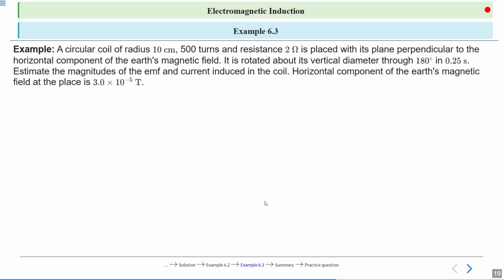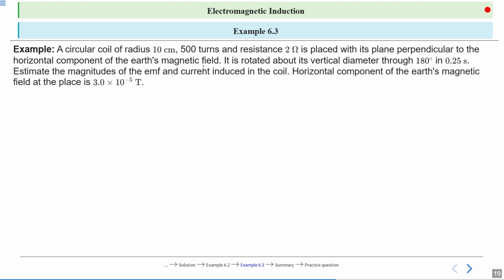Okay. Now example 6.3. This example we are going to do in a somewhat different manner. I am going to explain step by step. A circular coil of radius 10 centimeter, 500 turns and resistance 2 ohm. Now 500 turns are given, and radius is given, resistance is given.